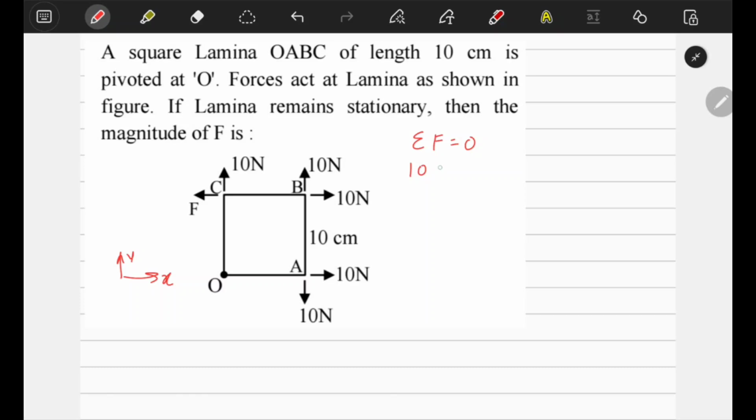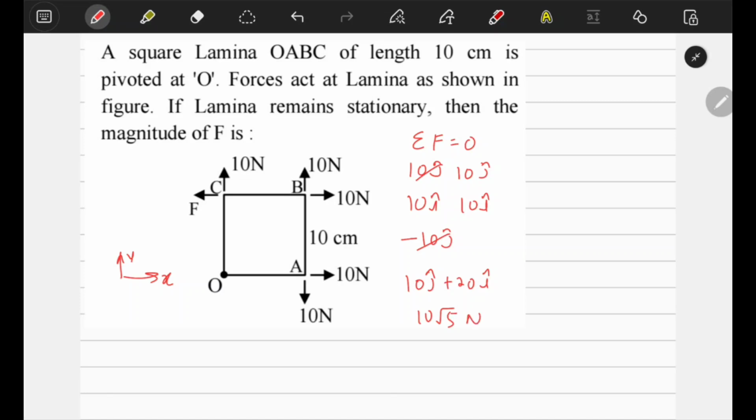10 Newton as 10 J cap. We will write this as 10 J cap. We will write down this as 10 I cap. This one as 10 I cap. This one as minus 10 J cap. So minus 10 J plus 10 J will cancel out. We will have force 10 J cap plus 20 I cap. We will get 10 root 5 Newton of force.